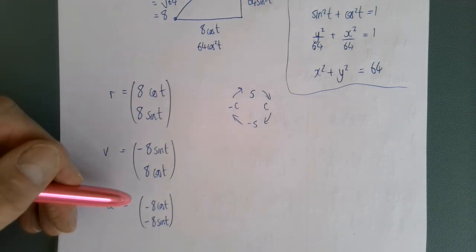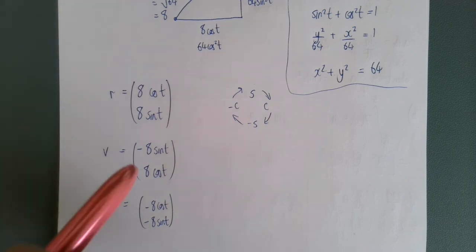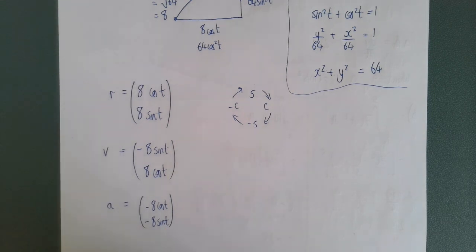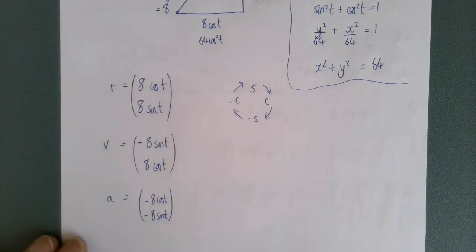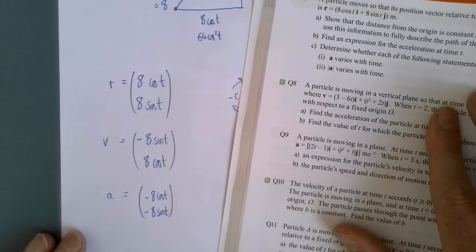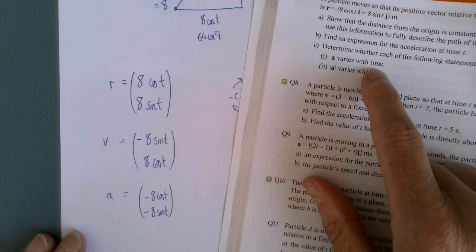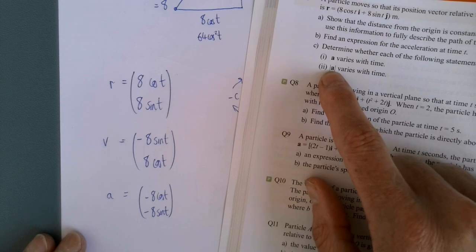We're dealing with something else that's moving in a circle, although of course acceleration is not the position, but the way the acceleration is varying. So we're asked this rather odd question, aren't we, about determine whether each of the following statements is true or false. A varies with time, and the magnitude of A varies with time.